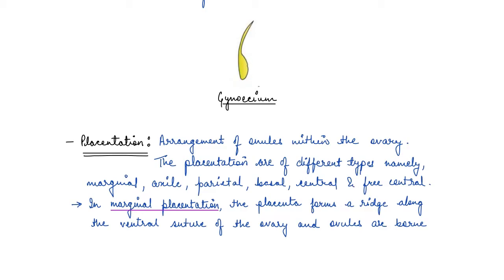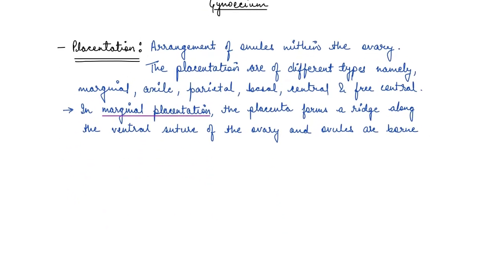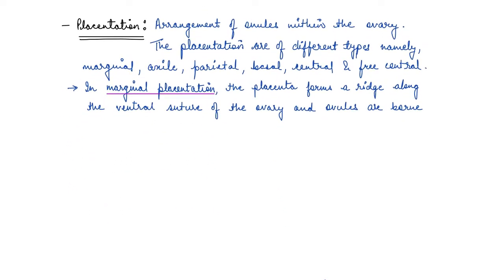So basically there is placentation as well. What exactly is this placentation? The arrangement of ovules within the ovary is placentation, right? Now, this placentation can be of different types. It can be marginal, axile, parietal, basal, central, and free central.